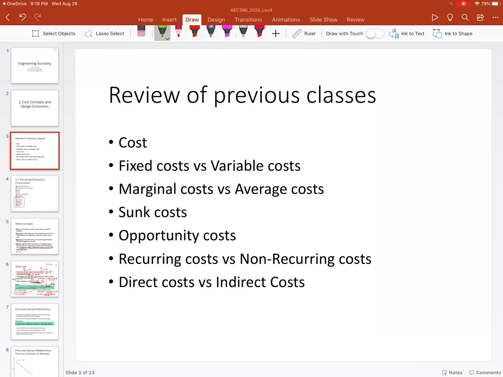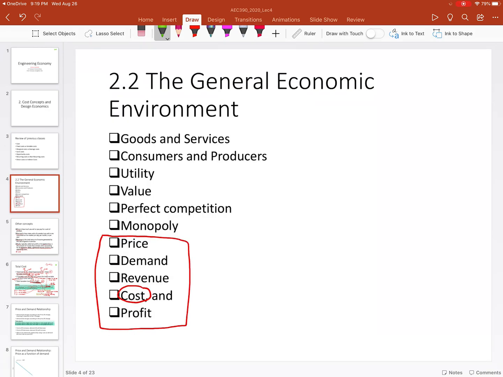Remember that we practiced together an exercise about the definitions of all the different types of costs. If you are still not familiar with these definitions, please go review that video. I think that's the video in the last class, to review how we solved those definition problems.